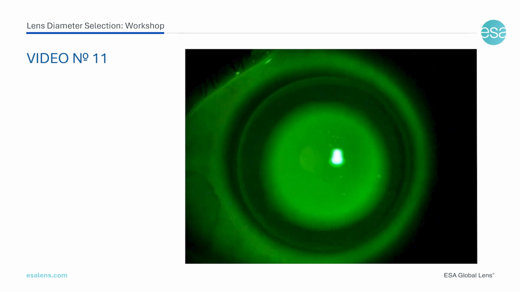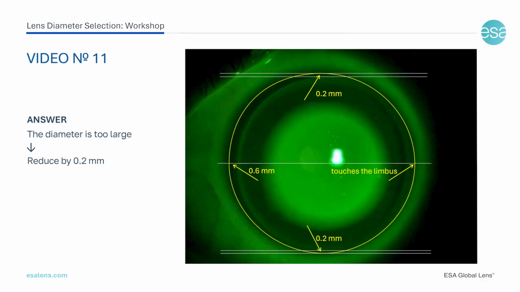What do you think of the diameter of this lens? What is your proposed action? In this case, the diameter is too large and we should reduce it by 0.2 mm. The cornea here is almost round.